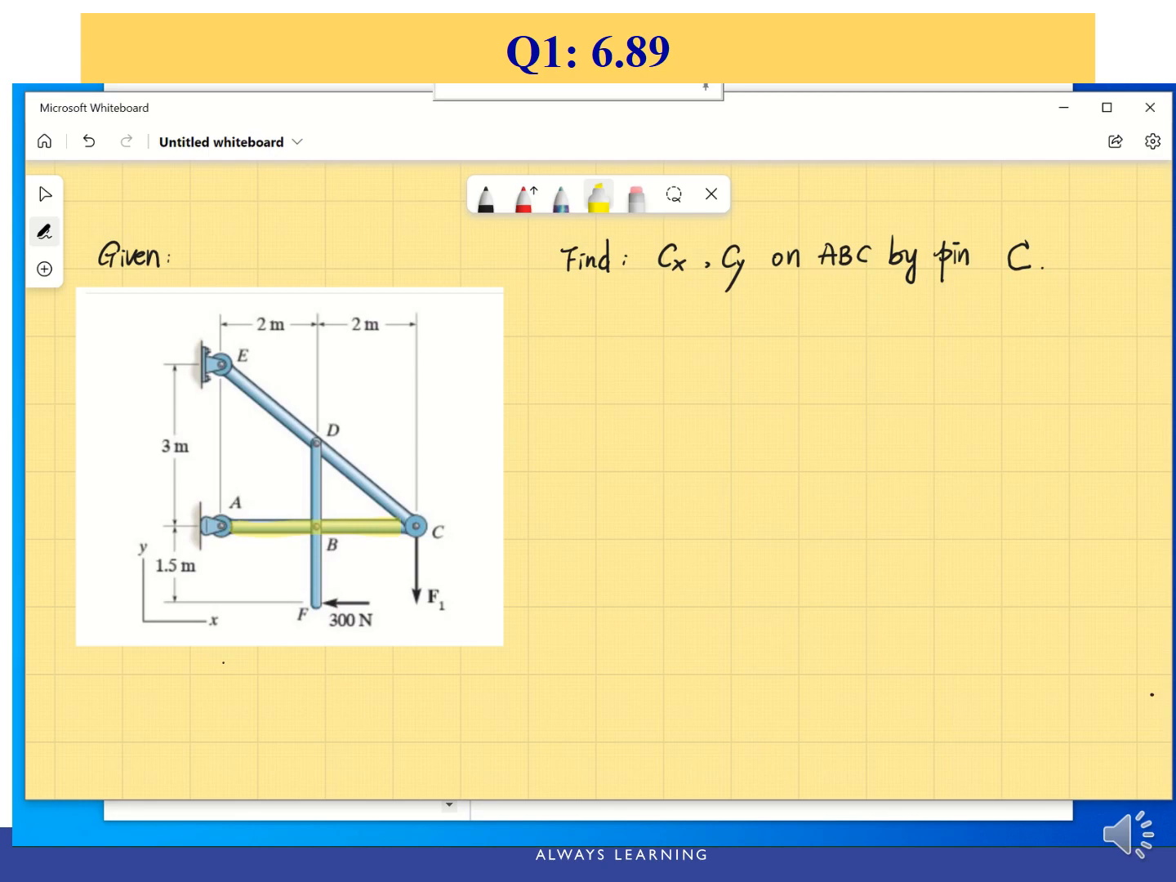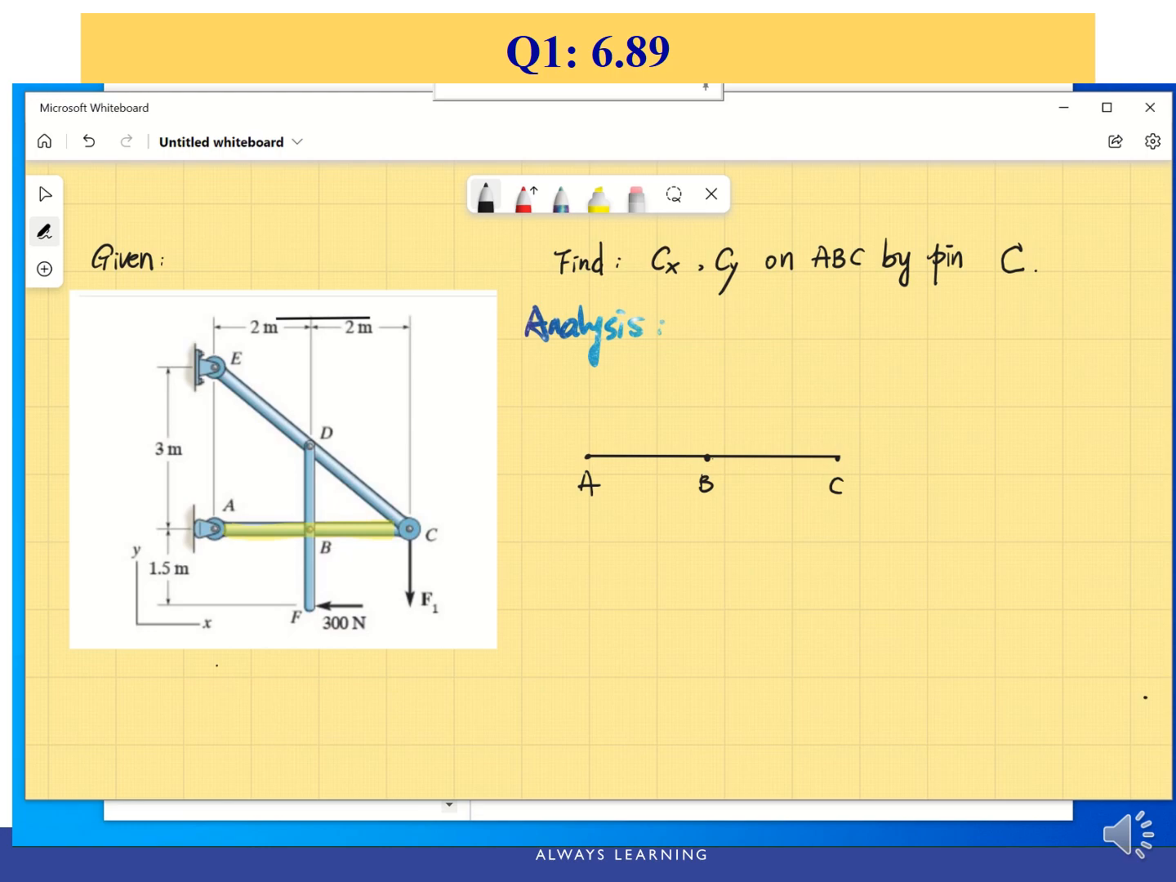So that's the very direct approach, which is to draw the free body diagram of the member ABC by removing the pin C, but only leave the reactions or the forces exerted by pin C. So this will be the analysis to find or to expose CX and CY on ABC. We need to remove pin C from ABC and draw the free body diagram of ABC.